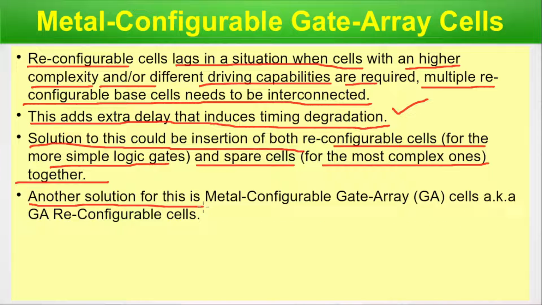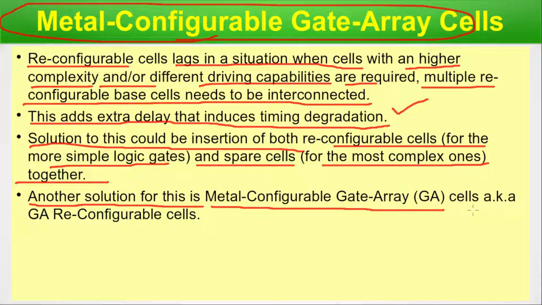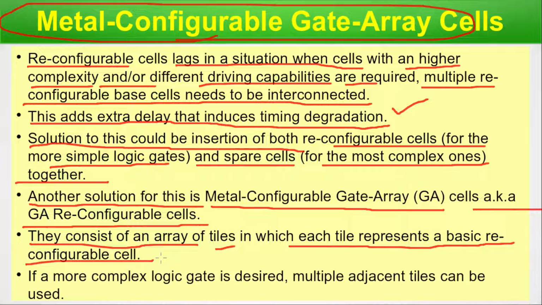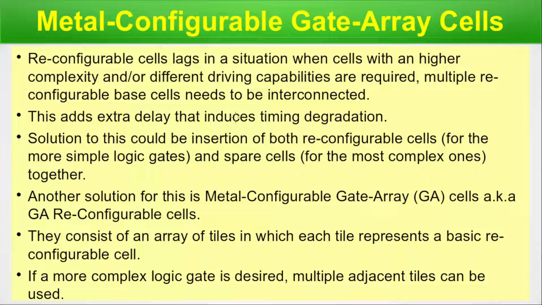Another solution is that we have a metal-configurable gate array. That is what we are having here, also known as the GA reconfigurable cells. They consist of an array of tiles where each tile represents a basic reconfigurable cell. If a more complex logic is desired, multiple adjacent tiles can be used, and hence the timing related degradation that we were earlier having will not be there, because they are designed like tiles and we can use them for a more complex design. So in a nutshell, we have talked about 3 different types of ECO cells, and here we are done. So let's move on to the next slide.